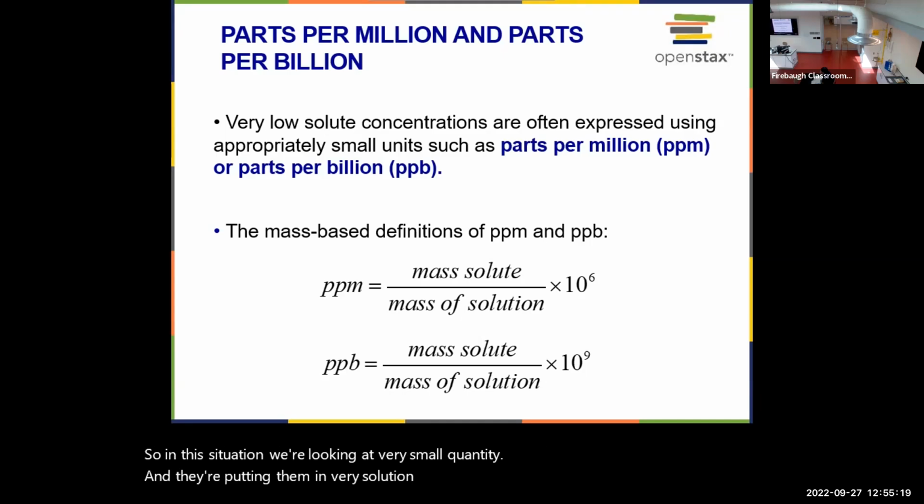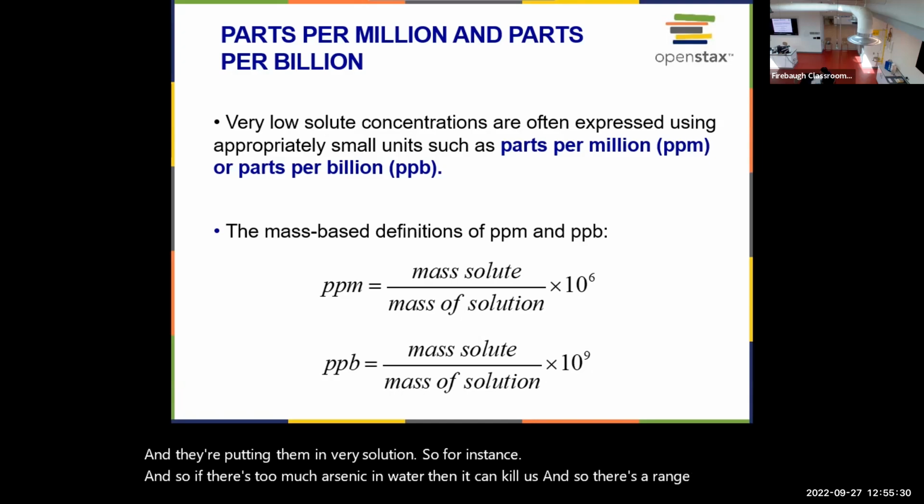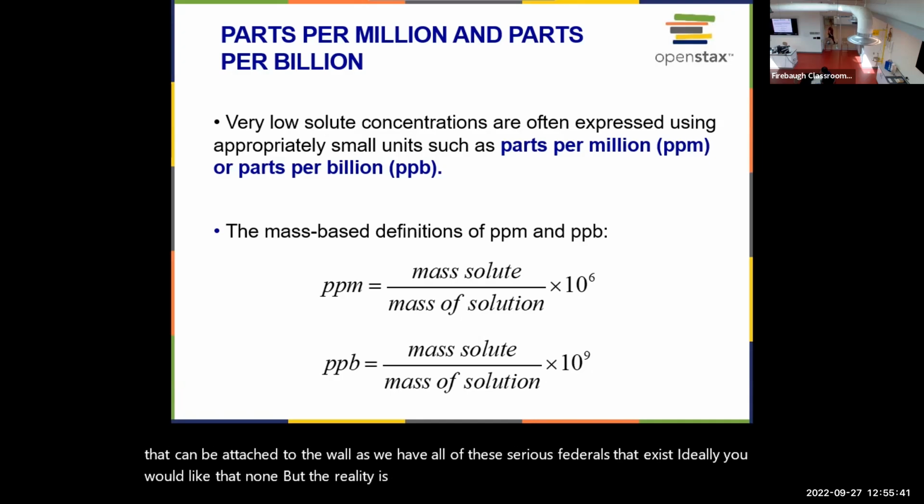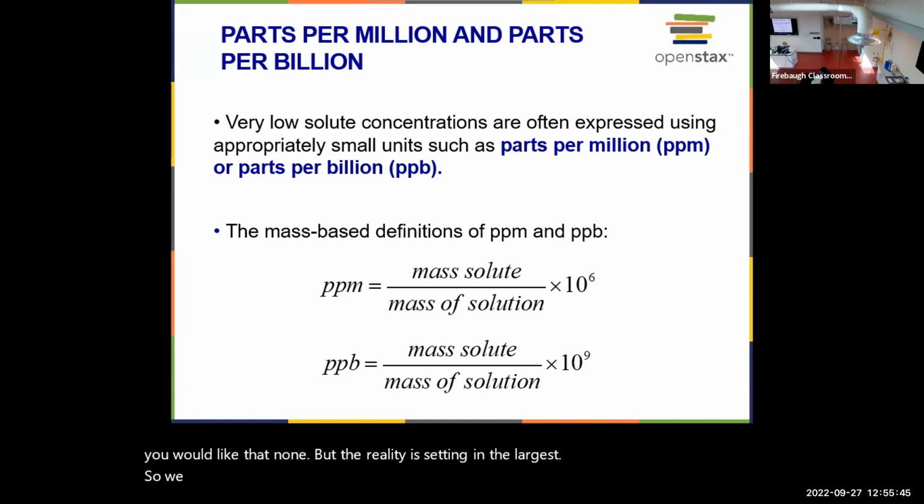For instance, arsenic is a poison, right? And so too much arsenic, then it kills. So there's a range of arsenic that can be added to the water. You have all of these minerals that exist in water. So we have to account for this. Okay. So we'll use parts per million or parts per billion.